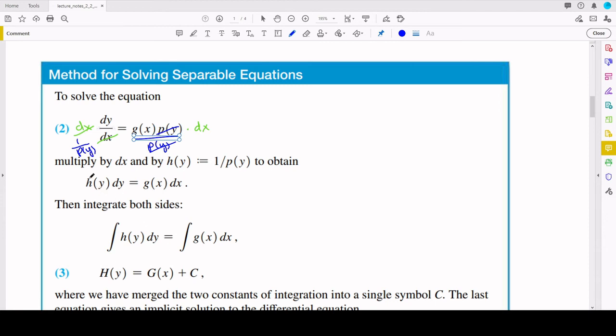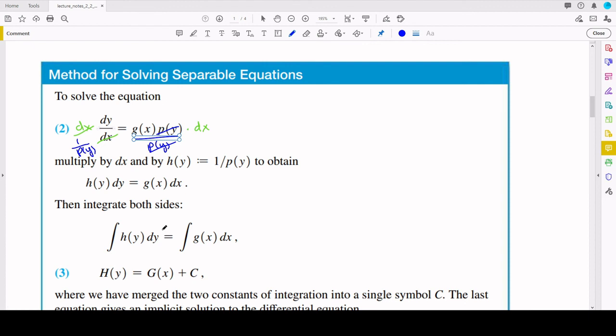Then what we're going to do is integrate both sides. And so we can integrate a function of y with respect to y: the integral of h(y) dy equals the integral of g(x) dx. And if we call the antiderivative of little h capital H and the antiderivative of little g capital G of x, we can write this as H(y) = G(x) + c.